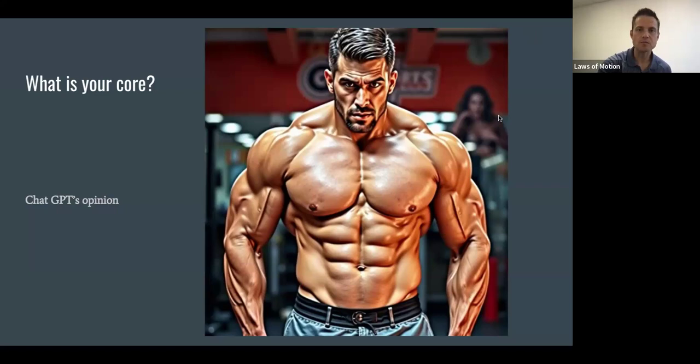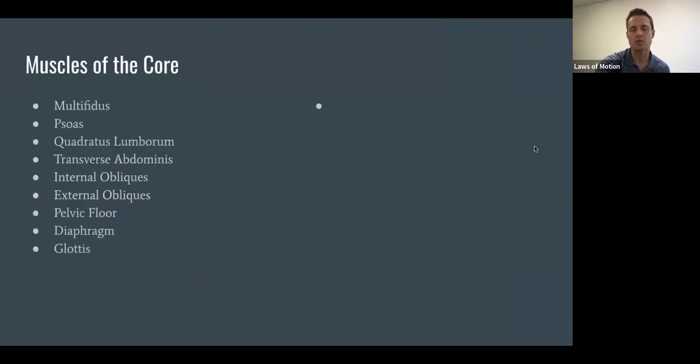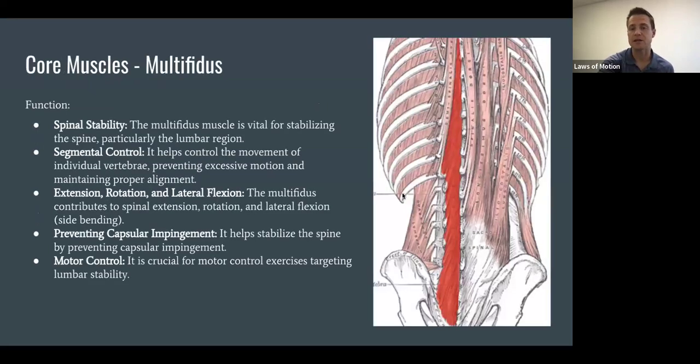Not necessarily. So when we actually look at what your core is, some of the muscles of the core, we're not going to go through all these in a lot of detail, are the multifidus, the psoas, quadratus lumborum, transverse abdominis, internal and external obliques, our pelvic floor, our diaphragm, and our glottis. So the last three are three of the core muscles that we don't really hear too much about. So I'm hoping to kind of shed some light on some of those today and see if there's anything there that might get your attention.